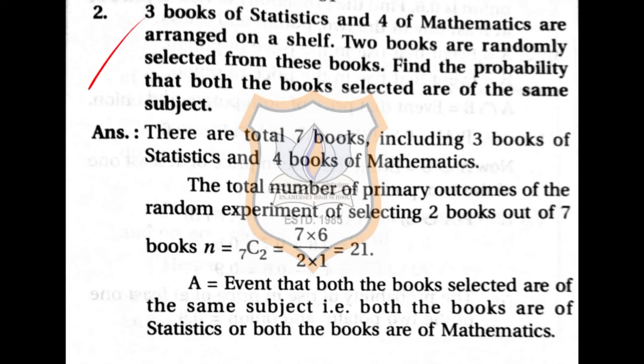Let's solve another question, that is question number 2. 3 books of statistics and 4 mathematics are arranged on a shelf. 2 books are randomly selected from these books. Find the probability that both the books selected are of the same subjects. Now if you see over here, there are 3 books of statistics and 4 books of mathematics. So we can say there are total 7 books, which are 3 of stats and 4 of maths. Now you have to select 2 books out of 7. So this can be done in 7C2 ways.